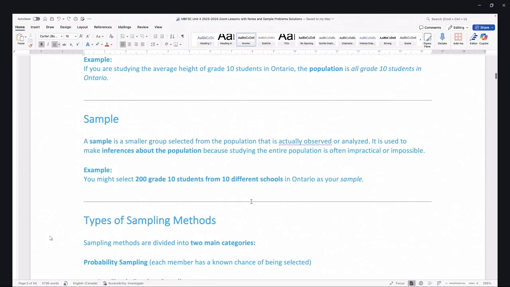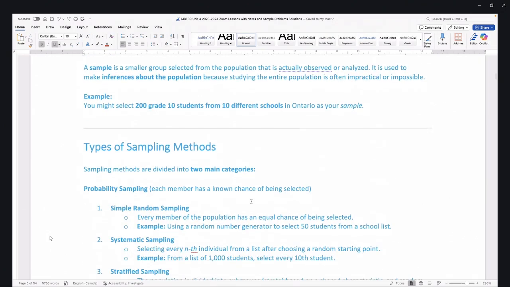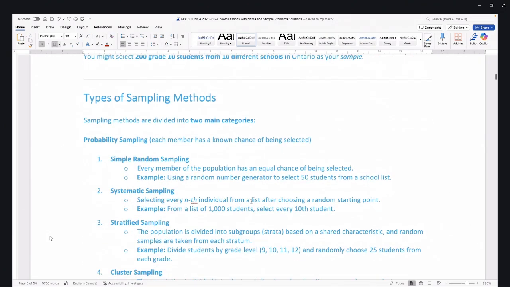So we're going to look at some types of sampling methods. Probability sampling is where each member has a known chance of being selected. A simple random sample means that every member of the population has an equal chance of being selected. That's what random sampling means. A simple one might be you put everyone's name in a hat. So if there's 20 people in the room, you put all 20 names in the hat. Everyone has the same chance of being selected. Your name is there once.